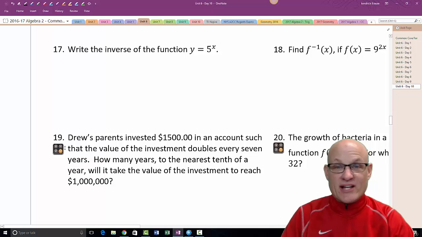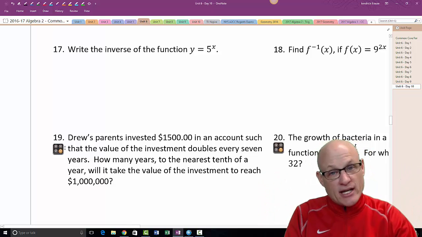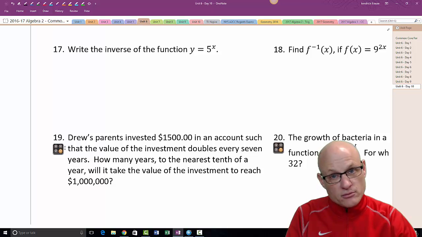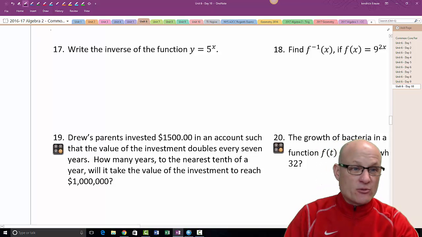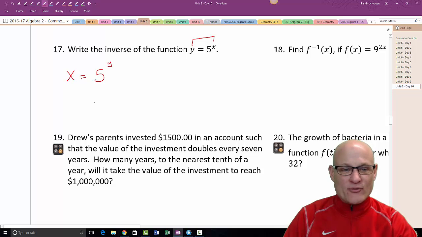Write the inverse of this. Now, this is an exponential. In order to solve this exponential, I'm going to have to use logs. But the first thing I got to do is switch the x and y. So let's switch the x and y. So I get x equals 5 to the y. I want to get y by itself, so I'm going to introduce logarithms. Log base 5, and then these two things switch. Log base 5 of x is equal to y.